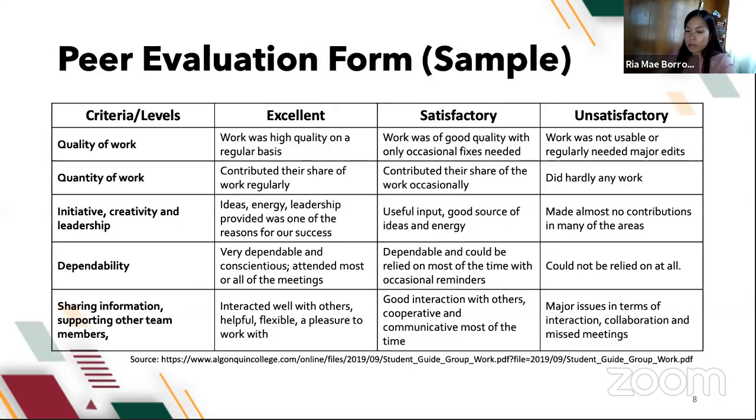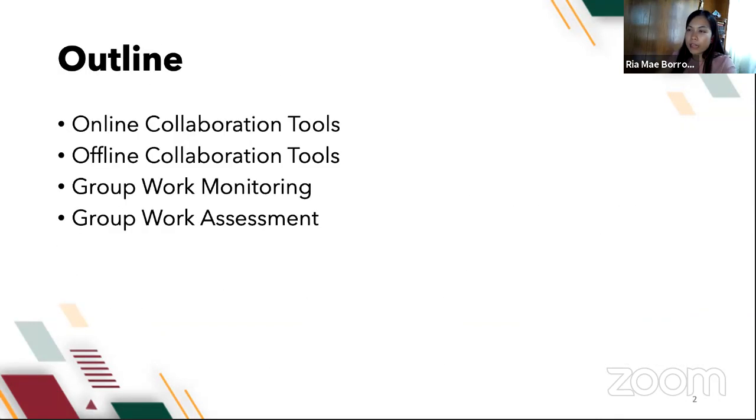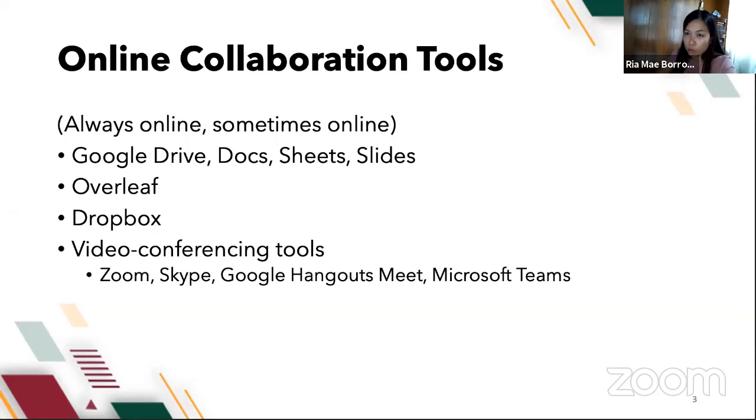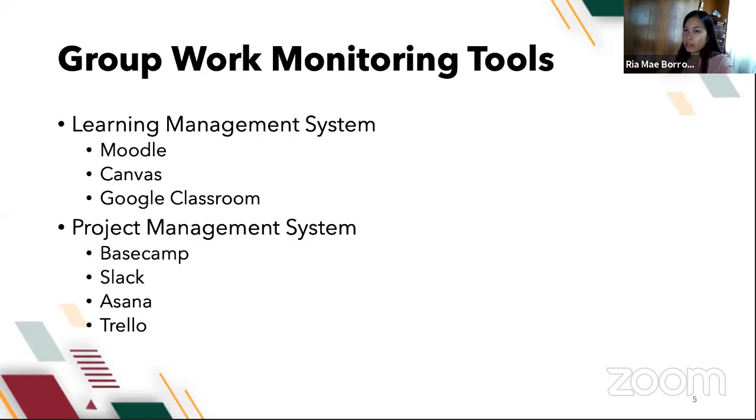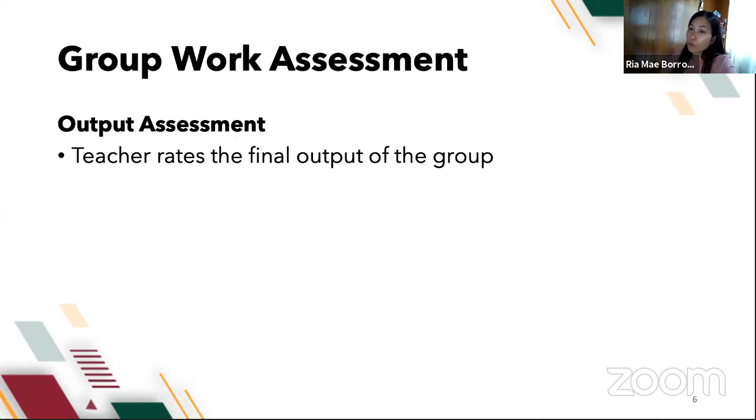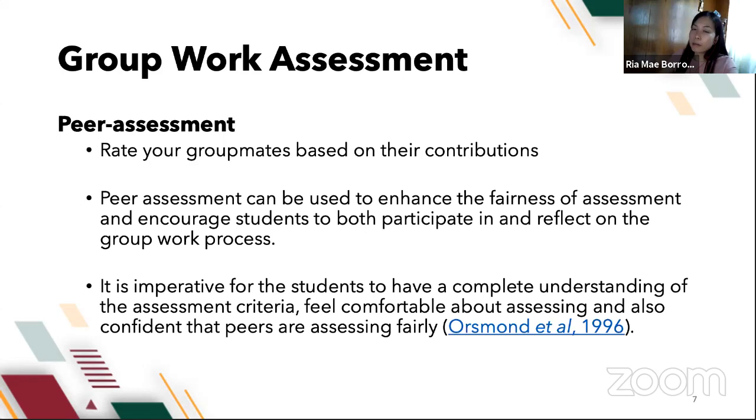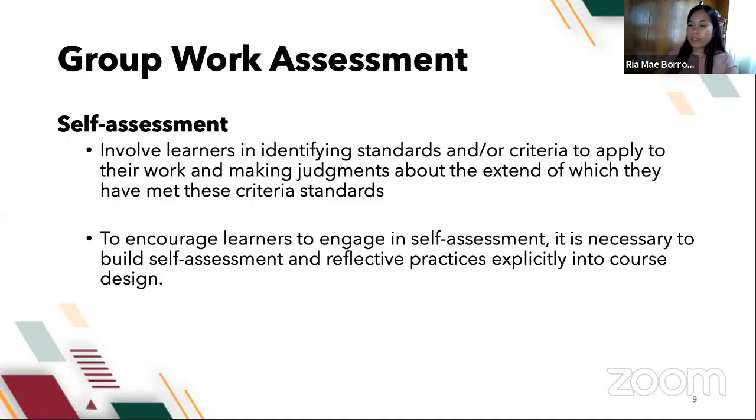Actually, that's just my presentation. I think because we were caught, I will just quickly go through it again. We talked about online collaboration tools and offline collaboration tools. These are examples. Offline collaboration is more challenging, but it can be done. And some group work monitoring tools, and how we assess the group work by output assessment, by peer assessment, and self-assessment. So that's all for my presentation. Thank you very much.